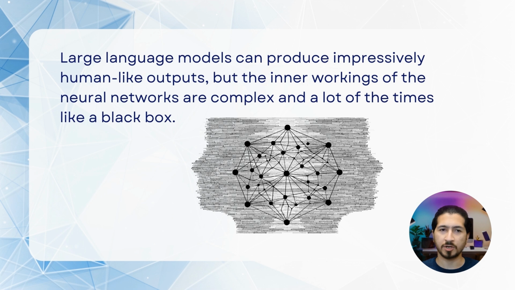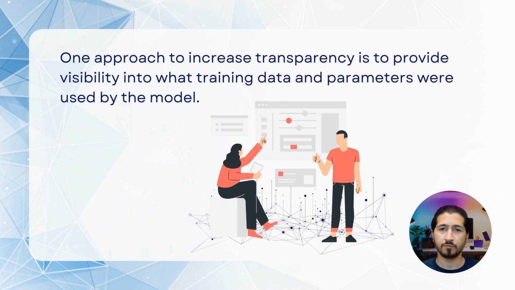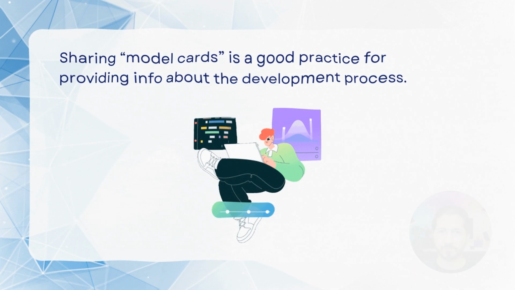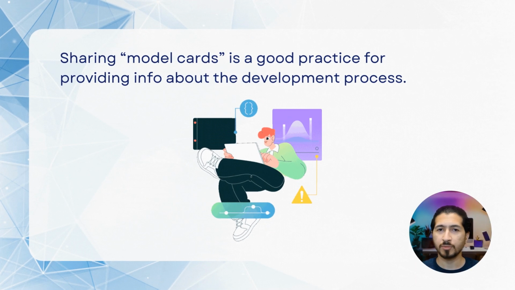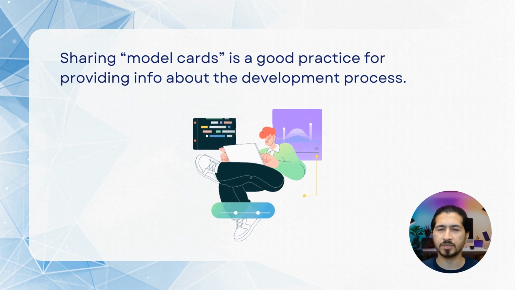Large language models can produce impressively human-like outputs, but the inner workings of the neural networks are complex and a lot like a black box. One approach to increase transparency is to provide visibility into what training data and parameters were used to train the model. So, sharing model cards is a good practice for providing information about the development process.